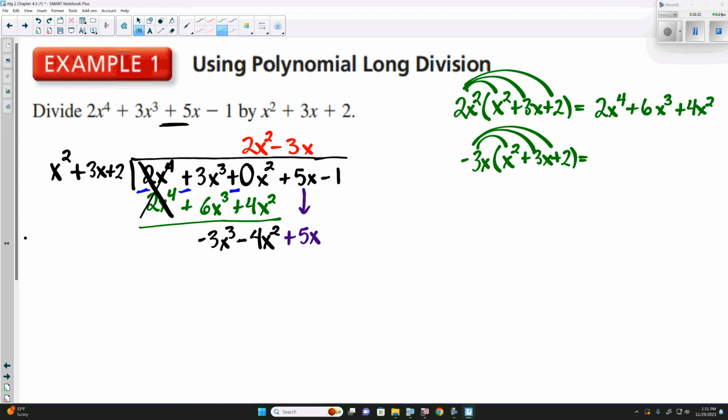Again, we're going to distribute the negative 3x through the equation. Negative 3x times x squared is negative 3x cubed, which is exactly what we wanted. Negative 3x times 3x. Negative 3 times 3 is negative 9. X times x is x squared. And lastly, negative 3x times 2 is negative 6x.